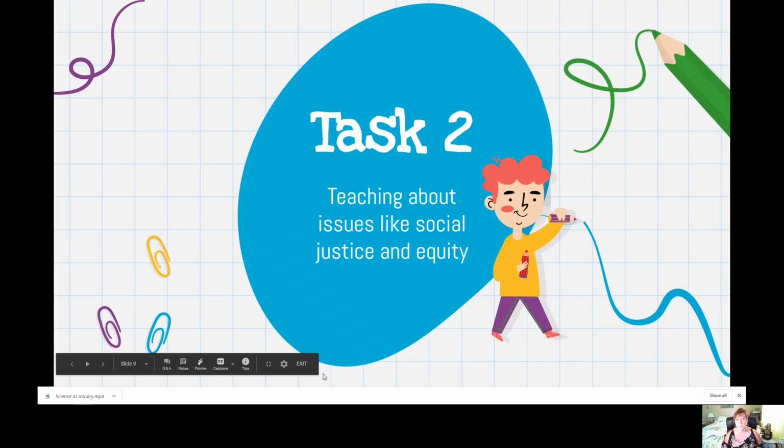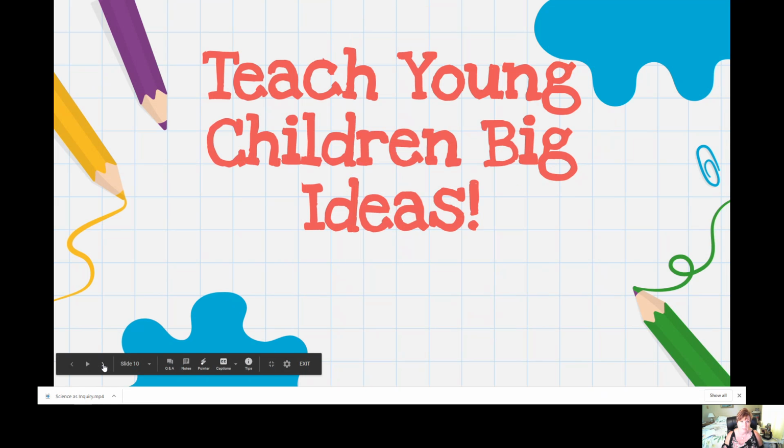All right, here's our task number 2. We want to teach about issues like social justice and equity. Remember, we're trying to develop advocates. And it's okay to teach young children big ideas. That is so important. We don't need to protect them from things. We need to provide them with big ideas and big ways of thinking. They can handle it.